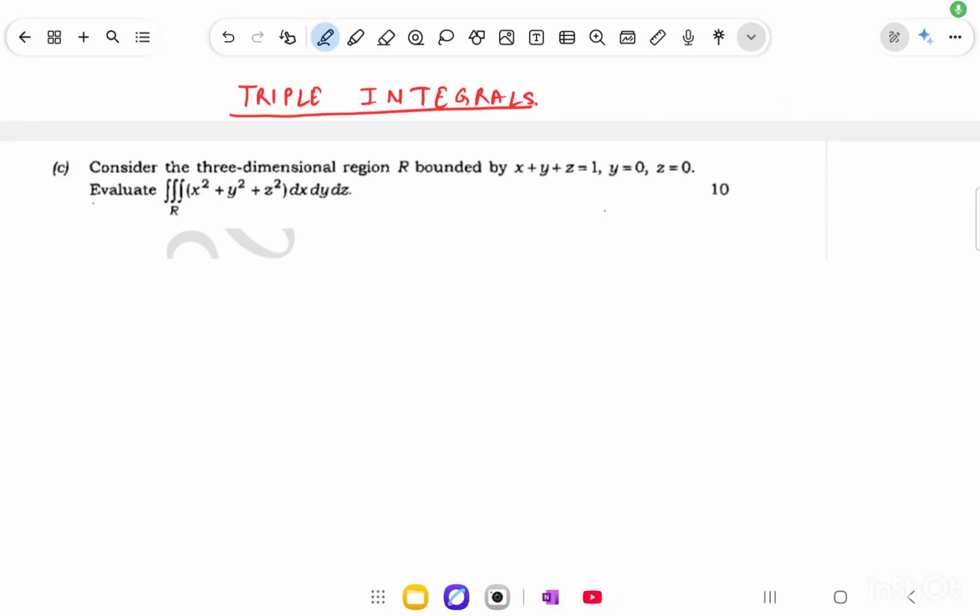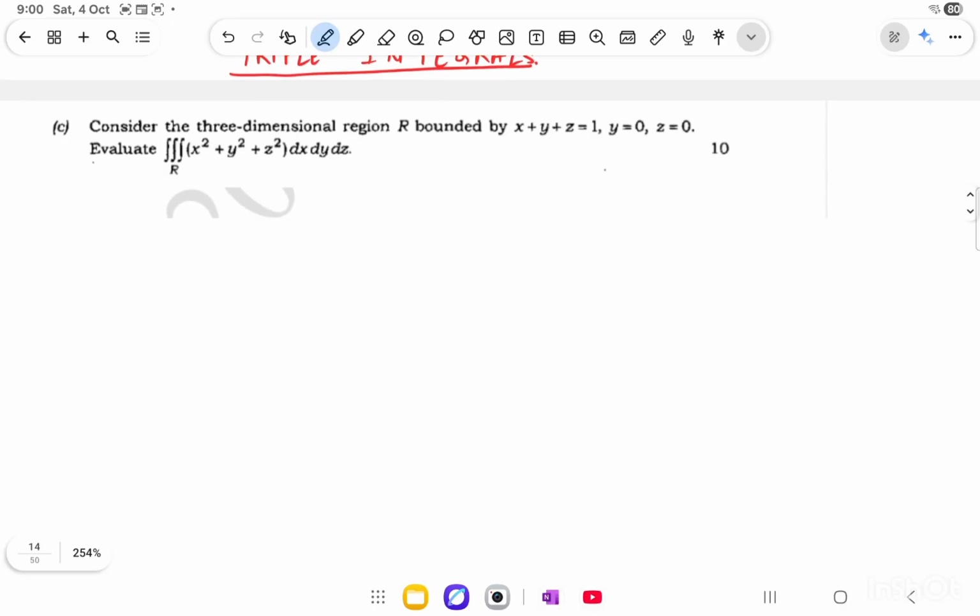Let's discuss questions related to triple integrals. There were only 2 questions asked on this particular topic, so let's see them one by one. Question 1 says: consider the 3-dimensional region R, which is bounded by these 3 planes. So first, let us draw the region.